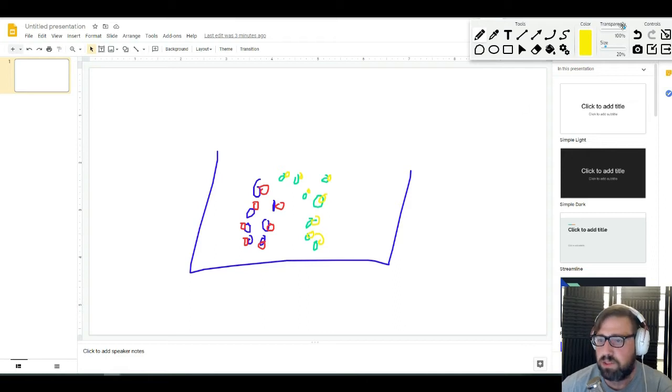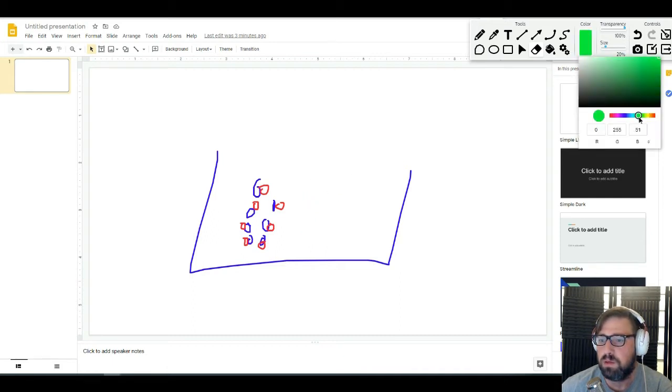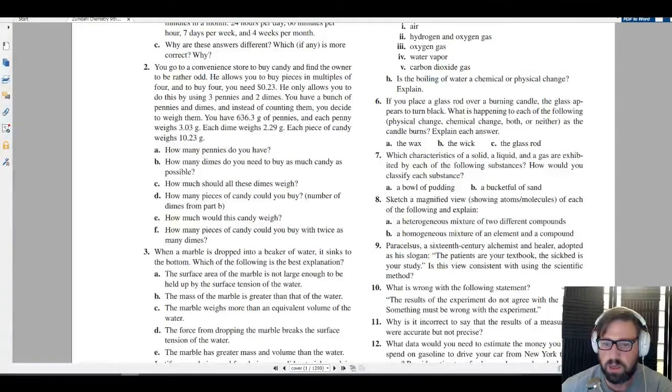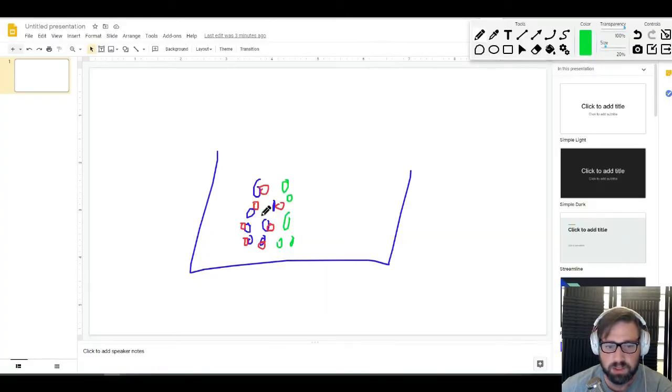The next one was just similar, except it was just looking for an element. An element would look like this. So there's my compound, and there's my element. Were they wanting a homogeneous mixture? So that means the element has to be in here as well.